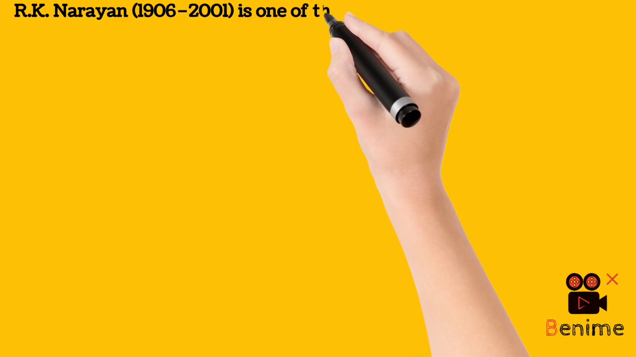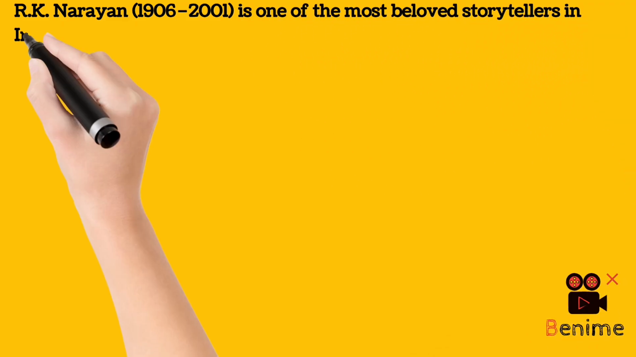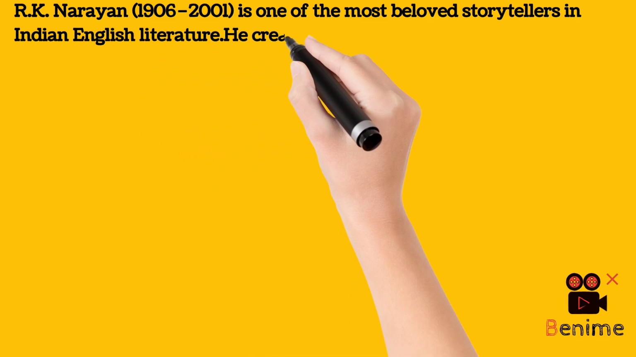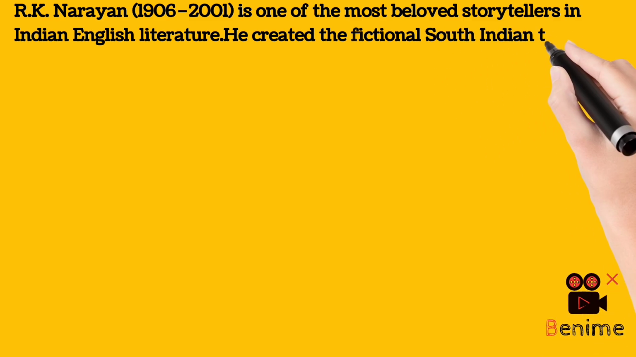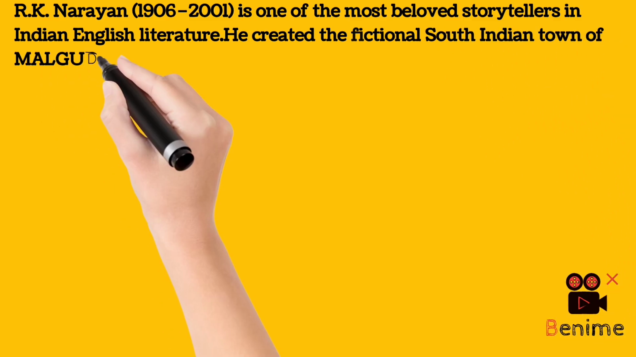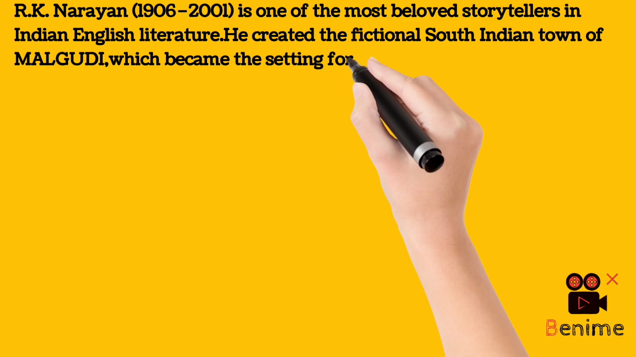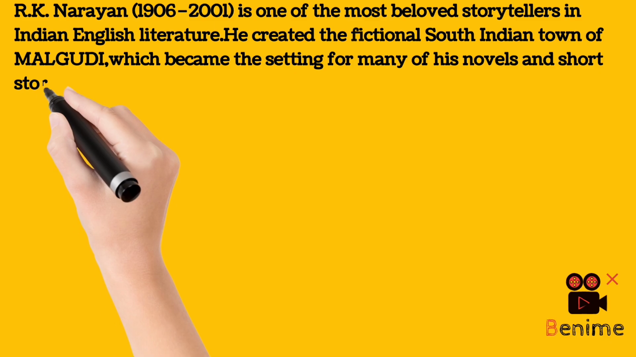The second one is R.K. Narayan. R.K. Narayan, born in 1906 and passed away in 2001, is one of the most beloved storytellers in Indian English literature. He created the fictional South Indian town of Malgudi, which became the setting for many of his novels.